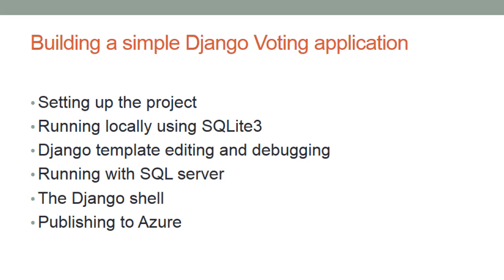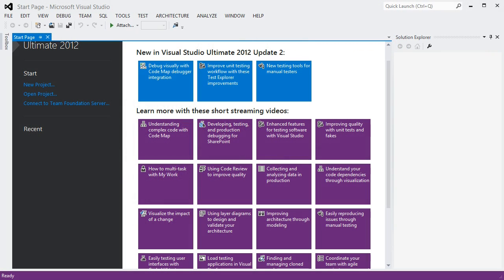We'll switch from the local SQLite 3 database to a SQL Server database running on Windows Azure. We'll look at the Django Shell interactive window, and finally we'll publish our web application to a Windows Azure website and a Windows Azure cloud service.